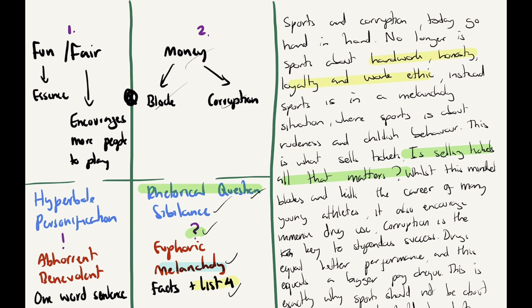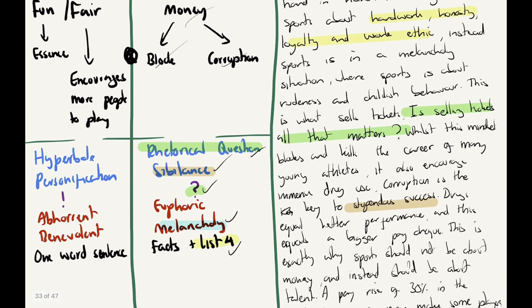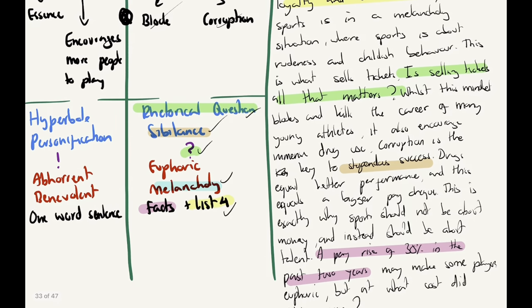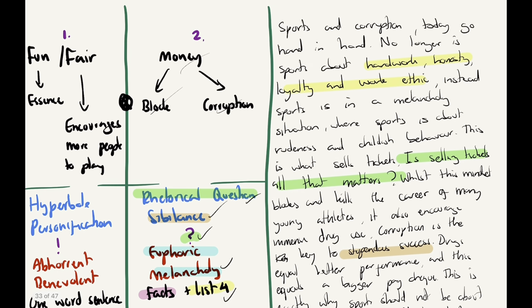While this mindset blocks and kills the career of many young athletes, it also encourages immense drug use. Corruption is the key to stupendous success. That is my sibilance. Drugs equals better performance, and this equals a bigger paycheck. This is exactly what sports should not be about money, and instead should be about talent. A pay rise of 30%, that's my fact, in the past 2 years may make some players euphoric, that's my vocabulary. But at what cost did this come? And then I end it with a question.